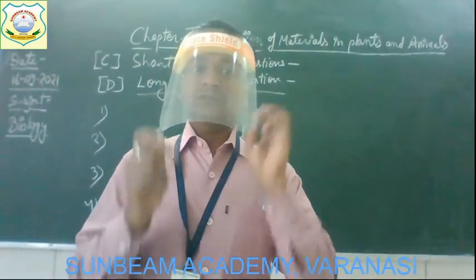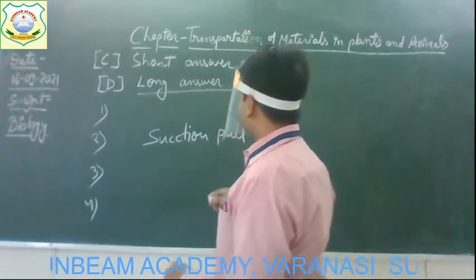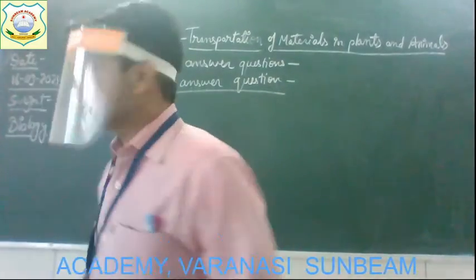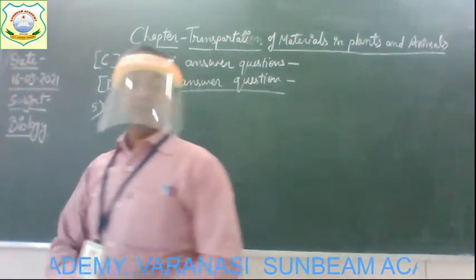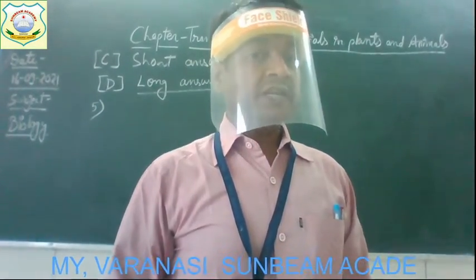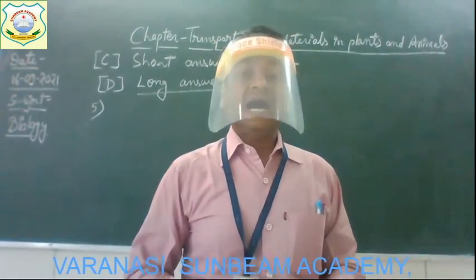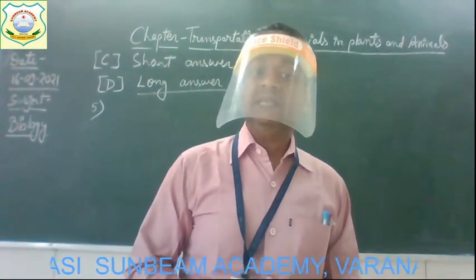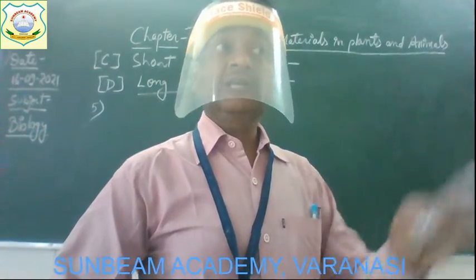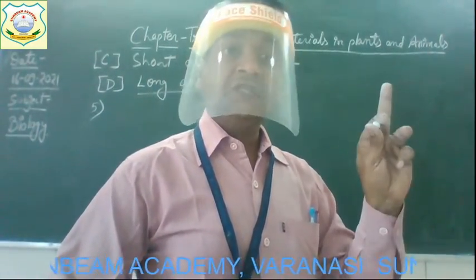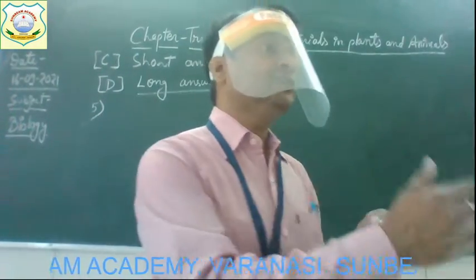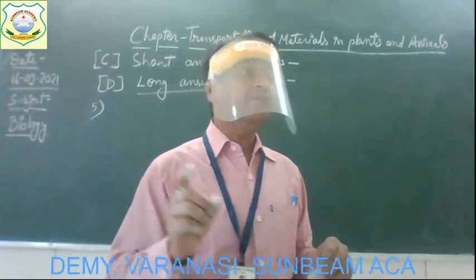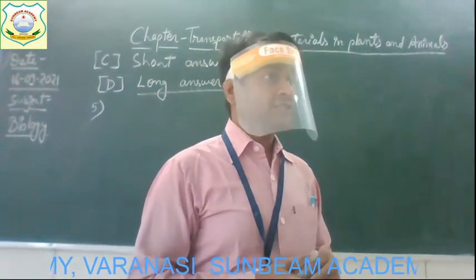Understood now? Alright. Now come to the next, question number 5. The question is: differentiate between arteries and veins, and what is the importance of capillaries in the circulatory system? So children, there are two parts in the question. In the first part, you have to differentiate the arteries and veins. And then in the second part, you have to give the importance of capillaries in the circulatory system.